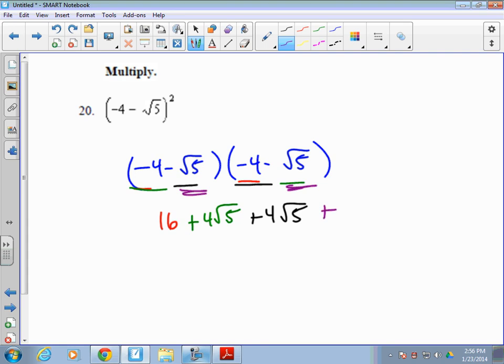Again, that's just like the last problem. 5 and 5, the same one. Just pull it from under the radical. Combine your like terms here. 16 and 5 is 21. And 4 times the square root of 5 and 4 times the square root of 5 is positive 8 times the square root of 5.